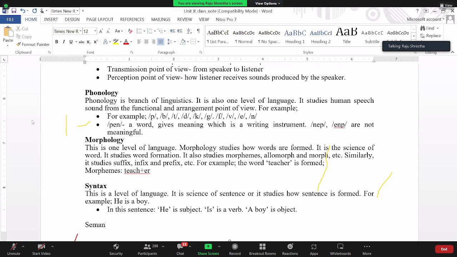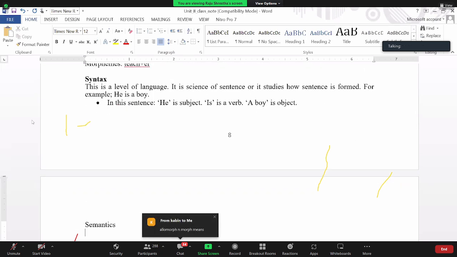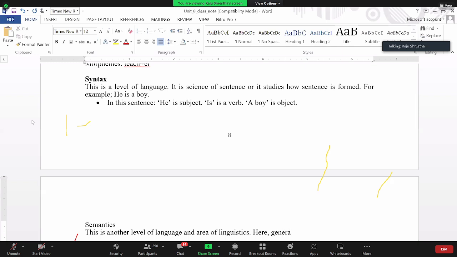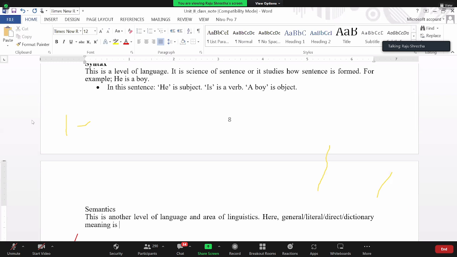Then what is semantics? Semantics is another level of language and area of linguistics. Here general meaning, or literal, or direct meaning, or dictionary meaning is studied. This is another level of language and area of linguistics. It is related to the meaning part.